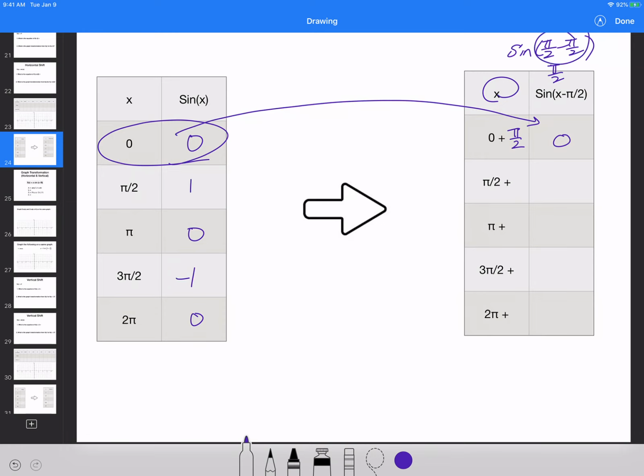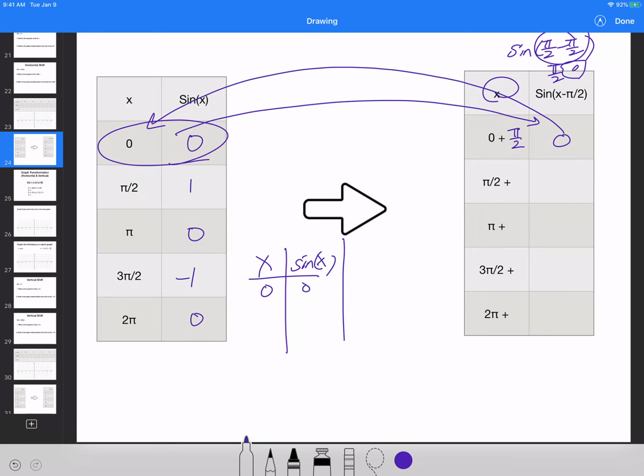So then that will become 0, which was our original value from here. Let me say that again. When we say x was 0 and sine of x of that was 0, we know that, right? But what is going to be sine of x minus pi over 2 then, to get the same value?